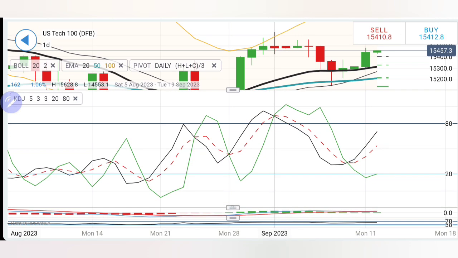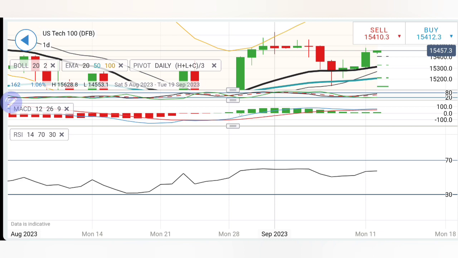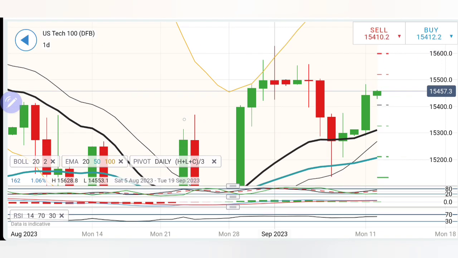If you look at the stochastic, this is rising, MACD is in green, RSI is flat. Looking at this, I will recommend you to buy today at 15,480 levels and sell at 15,400 levels.